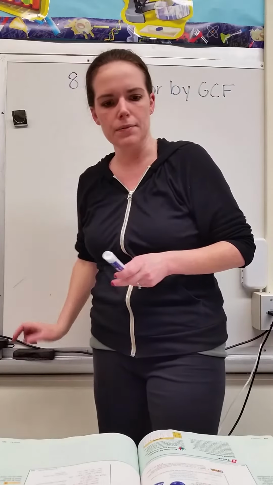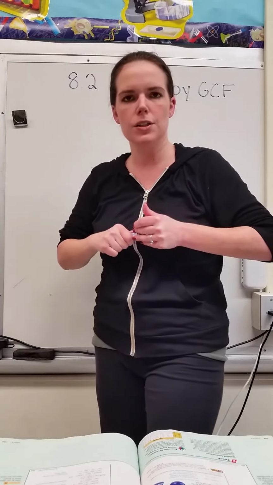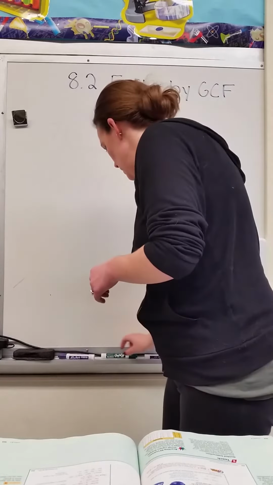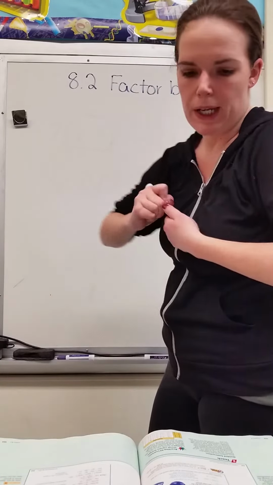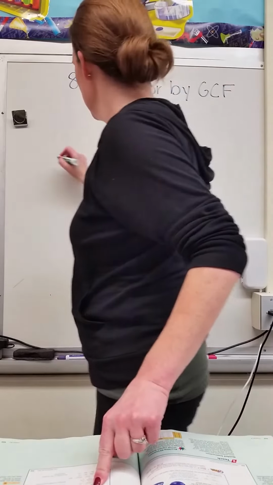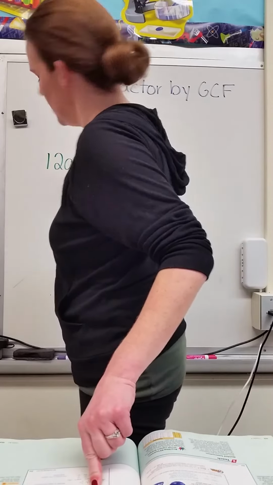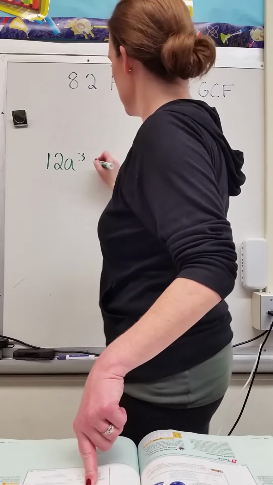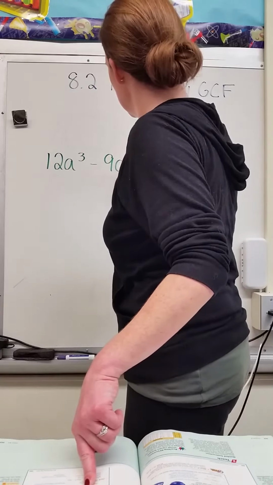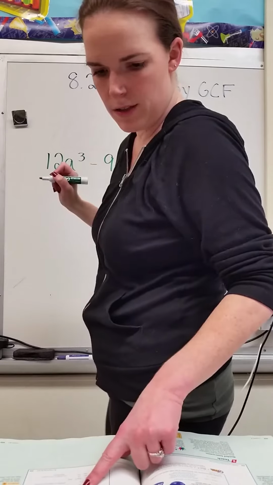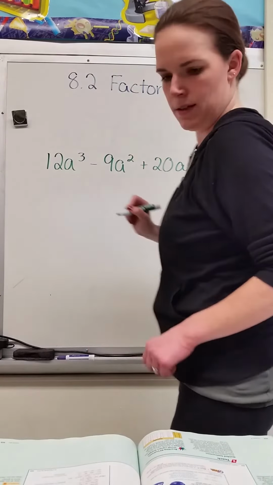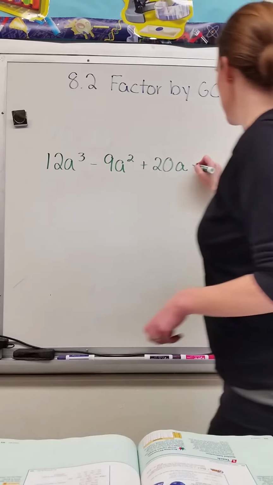The reason that's important is because you're going to learn how to do something called factoring by grouping. Factoring by grouping, let's see here: 12a cubed minus 9a squared plus 20a minus 15.